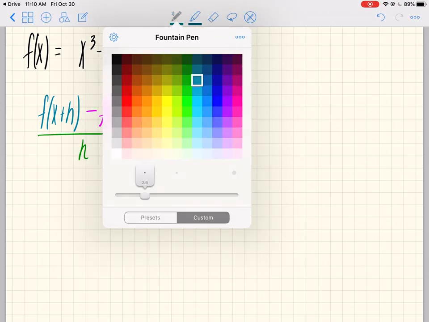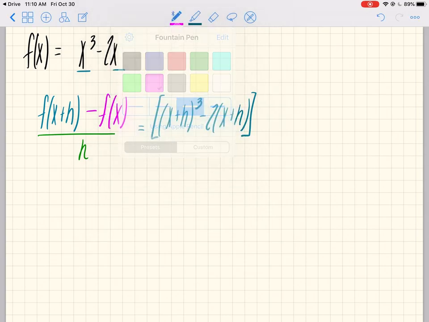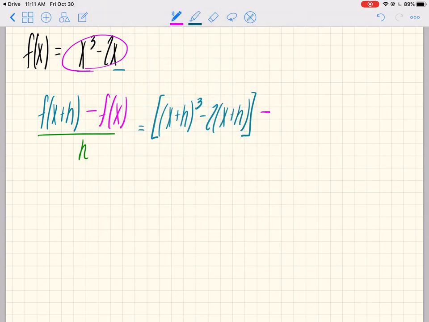So let's plug in f of x plus h. So I'm going to replace my x's with x plus h, so x plus h cubed minus 2 times x plus h. Again, we want to put this whole thing in brackets, minus f of x, so our original function, so x cubed minus 2x, all of that is in parentheses. And then divide that entire thing by h.